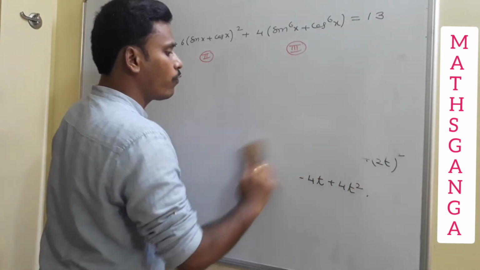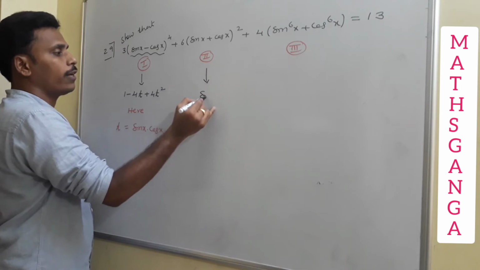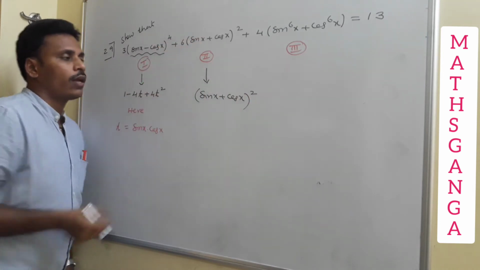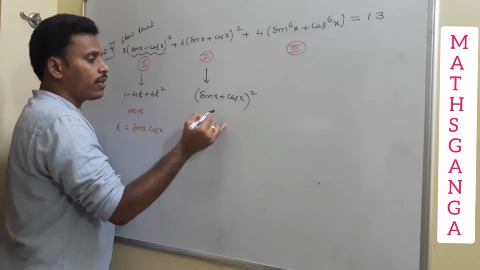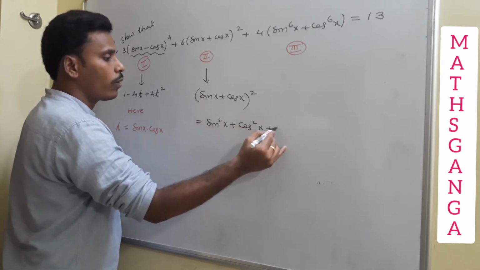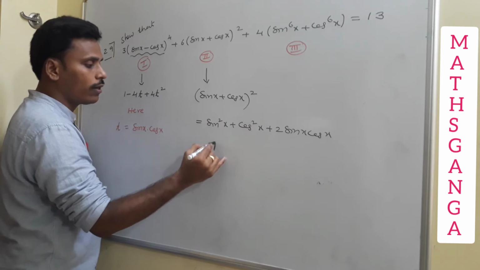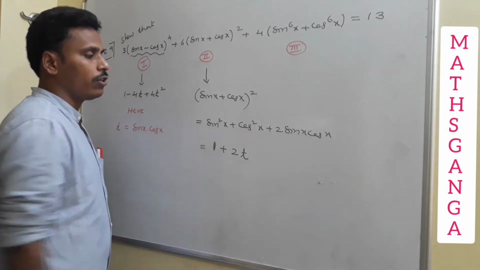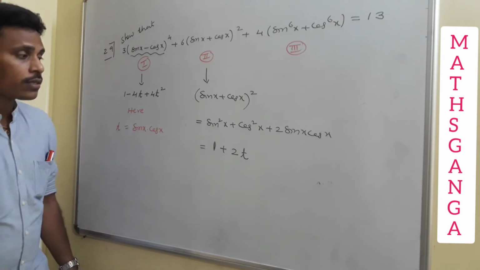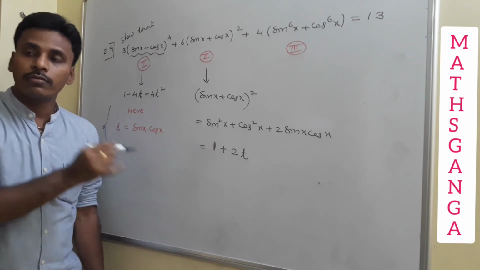What is the simplified value for the second term? Have a look at this. The second term is this (sin x plus cos x) whole square. Keep that 6 aside. At the end I will use those coefficients 3, 6 and 4. Initially, (sin x plus cos x) whole square can be written using the a plus b whole square formula: sin square x plus cos square x plus 2 sin x cos x. This sin square x plus cos square x is 1, plus 2 sin x into cos x, which is t. The direct simplification is 1 plus 2t. There is the simplification of the second one. The t is the same, sin x into cos x. So if you simplify the second one, it becomes 1 plus 2t.